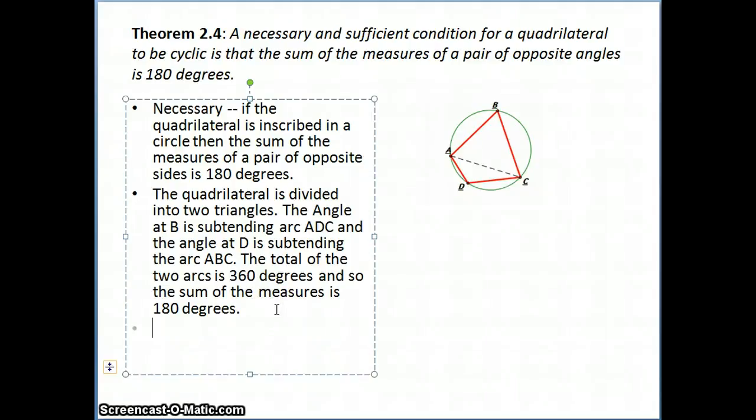So if we want to write down the details, the angle B is half of the measure of arc ADC.